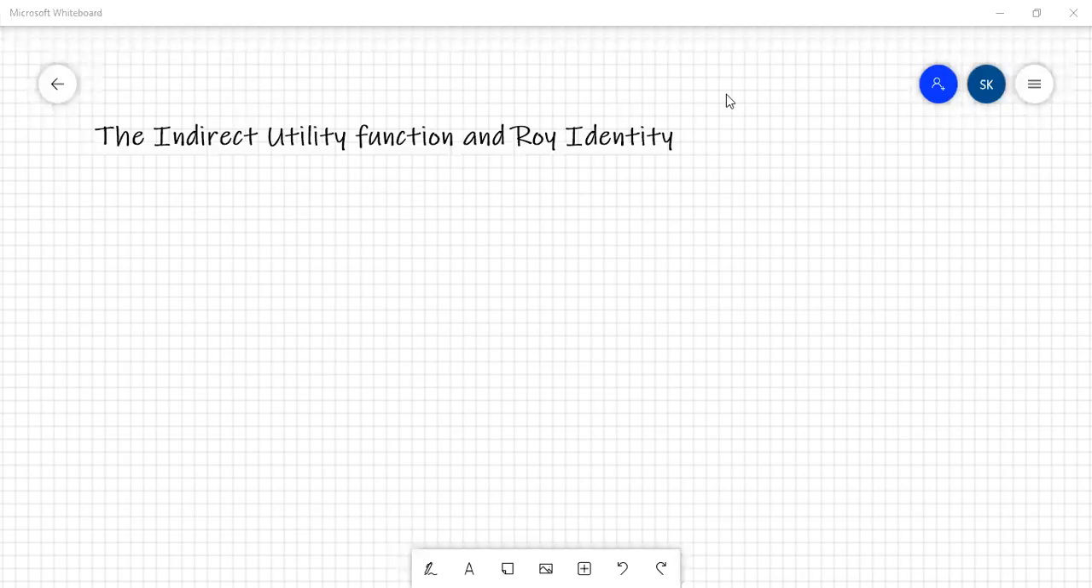Okay, now our next topic is the indirect utility function and Roy's identity. We will study both these topics, and then after this, we'll study the Slutsky equation. So what is an indirect utility function?